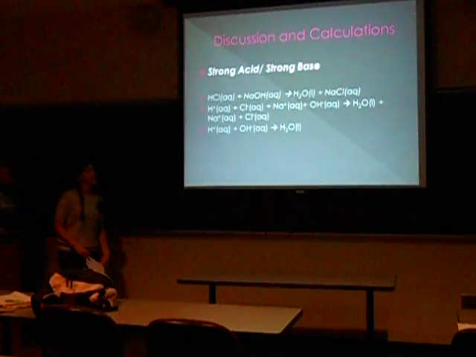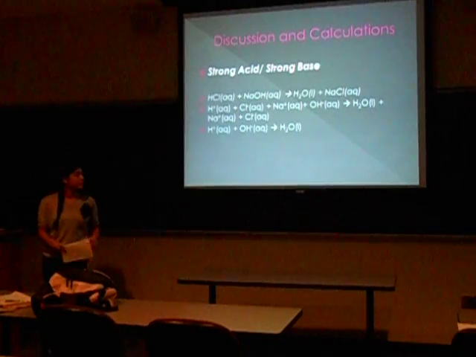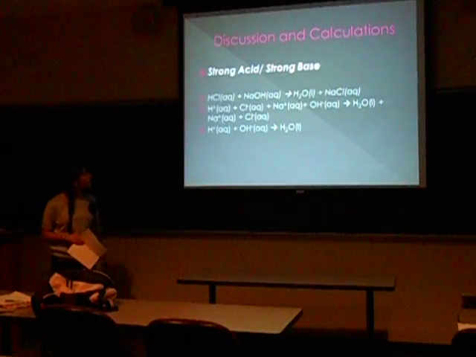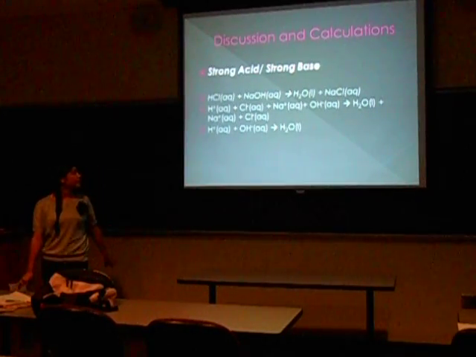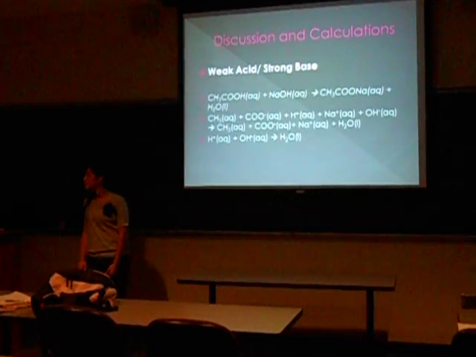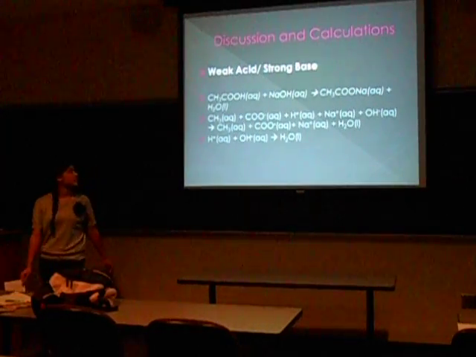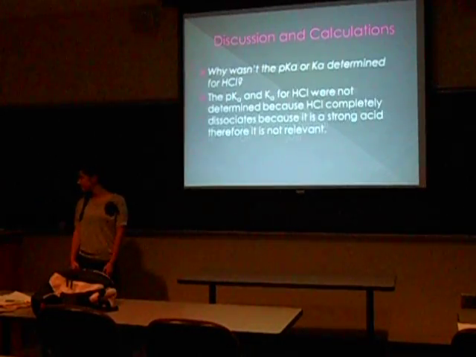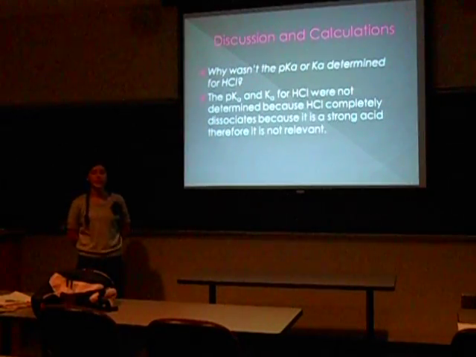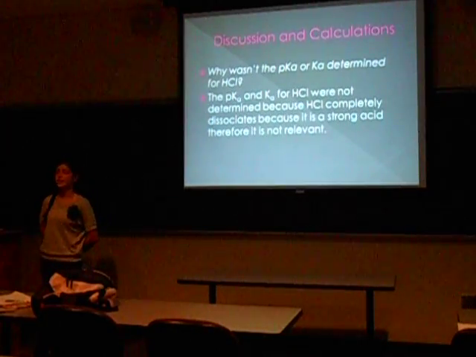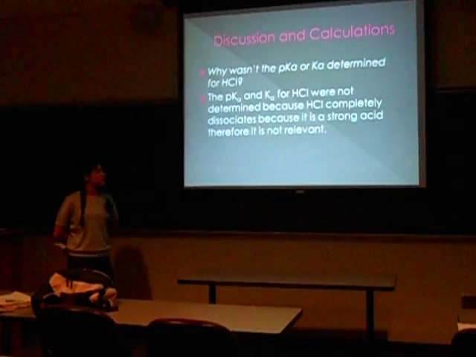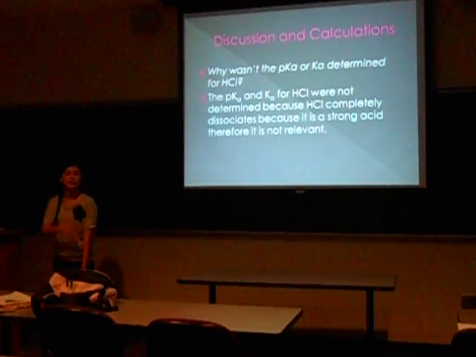Okay, and for our discussion, we had to write the complete overall and net ionic equations. So the first one is the overall equation for HCl and NaOH, and the second one is the complete ionic, and the third is the net ionic. And the same thing for the weak acid and strong base. And we noticed that the pKa and Ka weren't determined for HCl, and this is because HCl is a strong acid, one of the six, and we know that strong acids dissociate completely, so the Ka is completely irrelevant in the process.